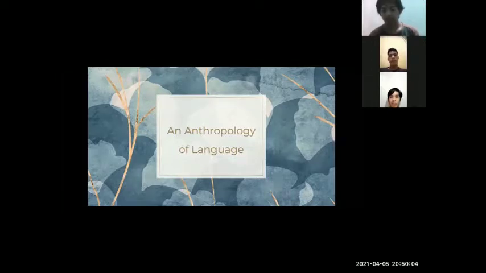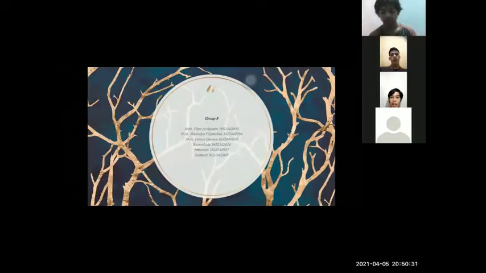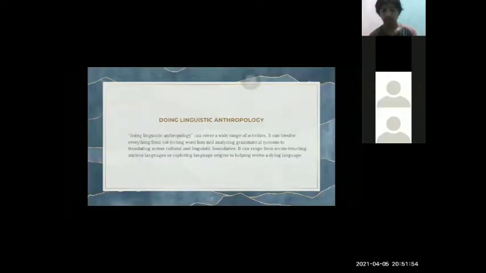We would like to present our work as a presentation, and our material is an anthropology of language. Okay, I would like to introduce our members first. The first member is Muhammad Fikri Reskianto, me, Muhammad Maulidi Firjatullah, Muhammad Fairuz Darwis, Nur Wahidah, Irmawati, and Salmiati. Okay, move on to the first material.